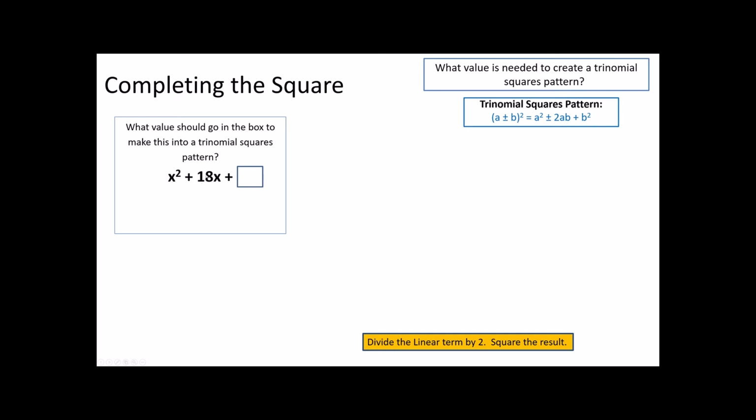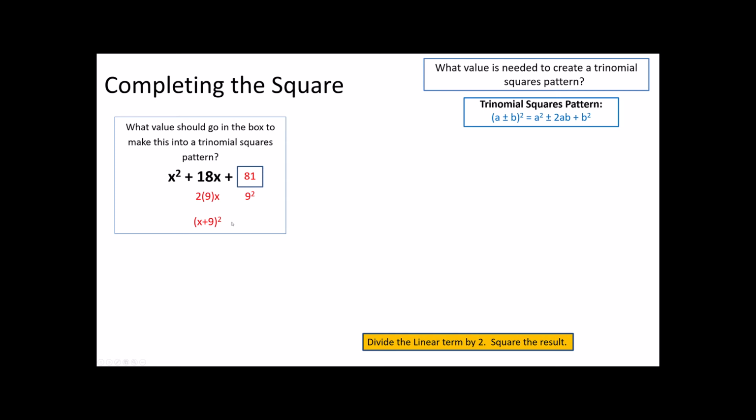18 divided by 2 is a 9. This middle term is actually 2 times 9 times x. I divide that middle term by 2. That's going to reveal to me what the root of this third term is. And once I know that the root is 9, I just square it and it tells me that this number must be an 81. If I want this to be a trinomial square, it has to be x squared plus 18x plus 81. And if I were to factor this, it would be (x plus 9) squared.